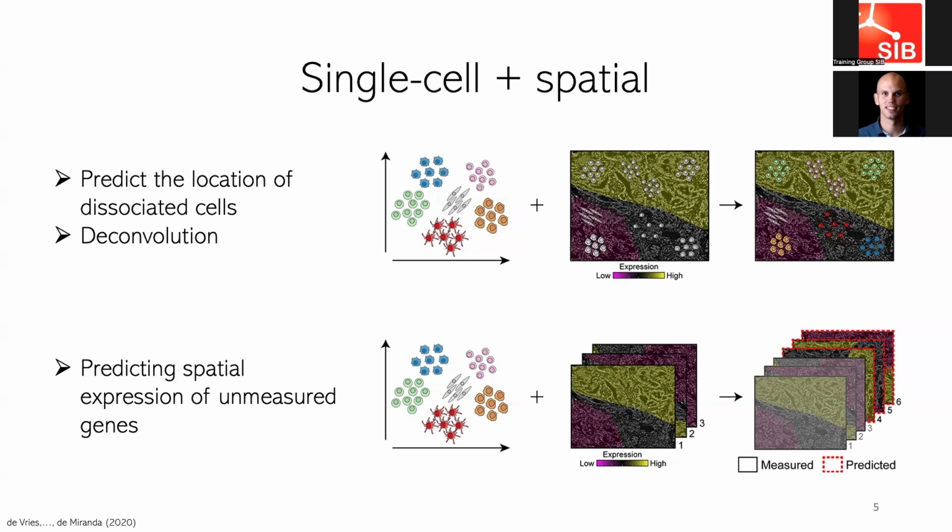The other point of view is if you're more focused on the spatial domain, then you can also think about predicting genes that you haven't measured, right? So you borrow information from the single cell data to predict or impute how these genes would look, would you have measured them in space?